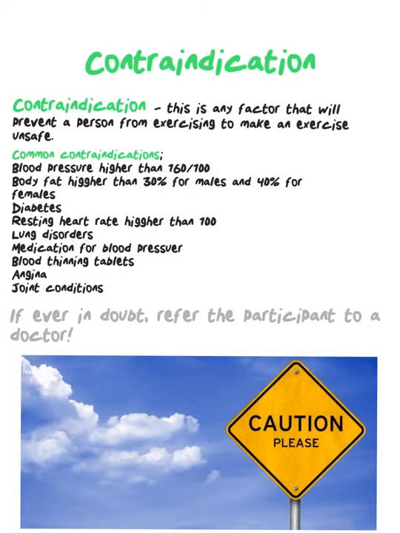Contraindication. This is any factor that will prevent a person from exercising or make an exercise unsafe. Common contraindications are blood pressure higher than 160/100, body fat higher than 30% for males and 40% for females, diabetes, resting heart rate higher than 100, lung disorders, medication for blood pressure, blood thinning tablets, angina, and joint conditions.